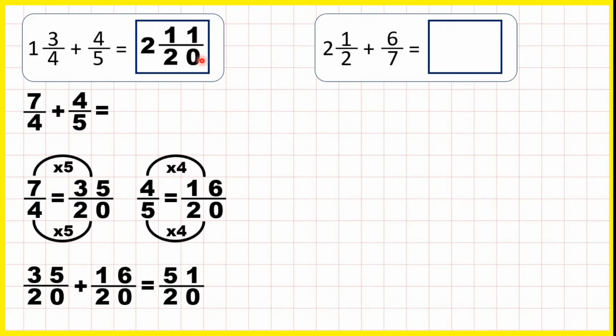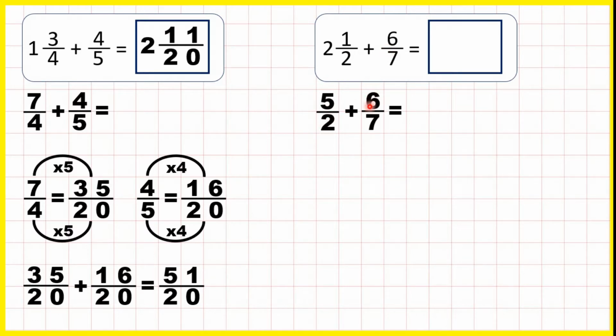and 11 over 20. Now, 2 and a half plus 6/7. So we can change our mixed number to an improper fraction. That's 5 over 2, because 2 times 2 is 4, plus 1 is 5, the denominator stays the same.